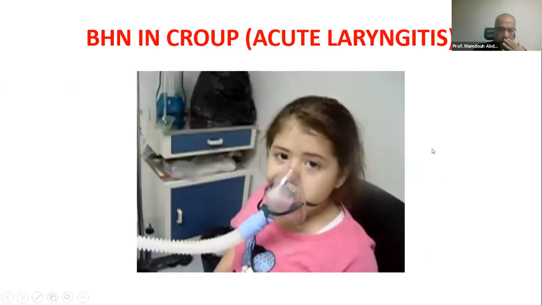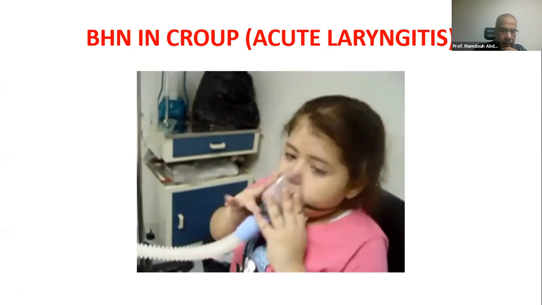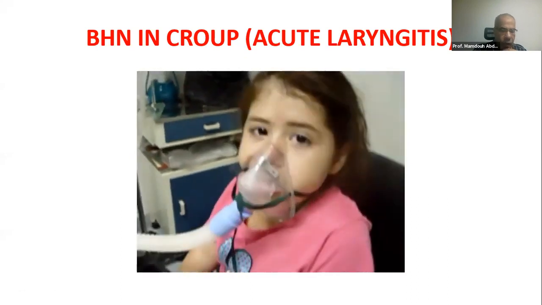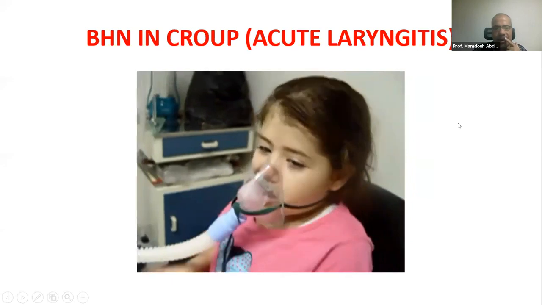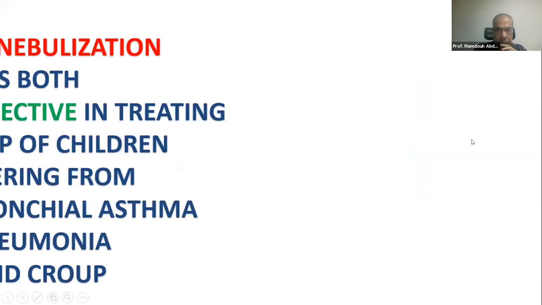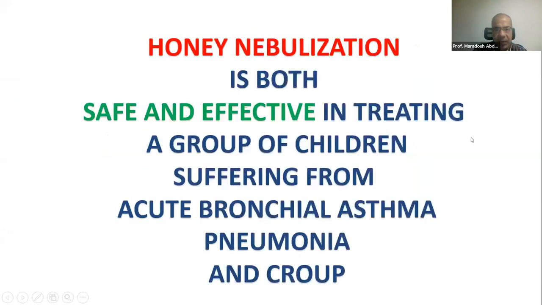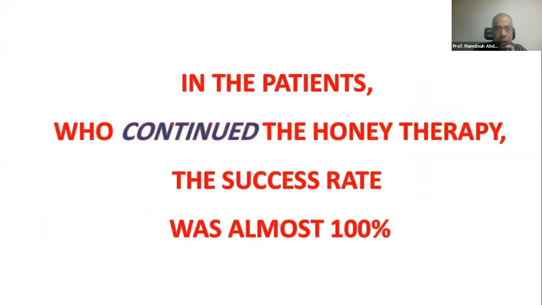This is a girl. She has a brassy cough. She had allergic laryngitis. She used to come when she developed the attack to take 1 or 2 sessions of honey nebulization. She improved very rapidly. No steroids. In conclusion, honey nebulization is both safe and effective in treating a group of children suffering from acute bronchial asthma, pneumonia, and cold. In the patients who didn't stop honey therapy and continued it as a sole treatment, the success rate was almost 100%.